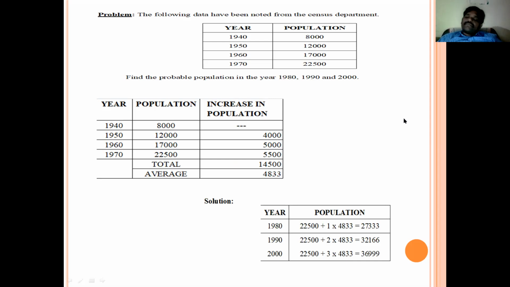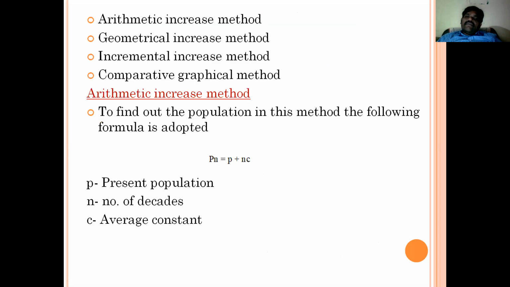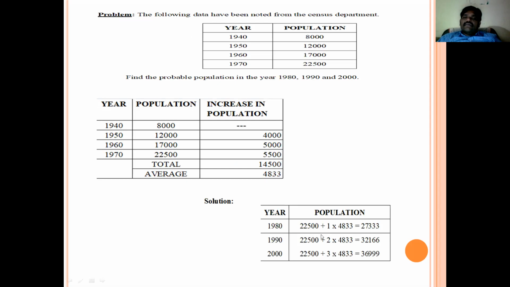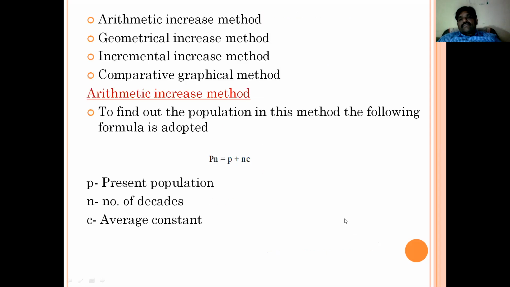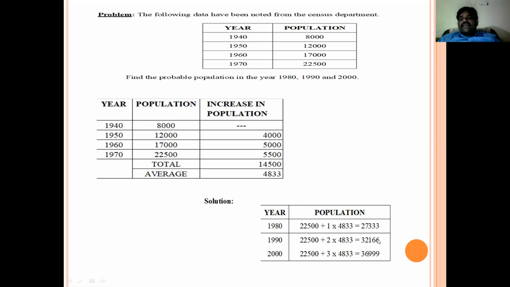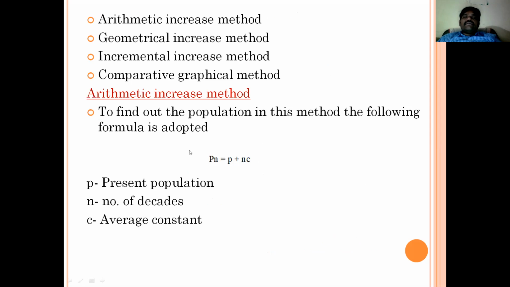This is what the arithmetic increase method is about. Simply, we are adopting this formula P plus N into C. See here, P is the present population, N is the number of decades, and C is the average constant. Understand? P plus NC, for 1 decade, 2 decades, 3 decades. This is the way to calculate the population by adopting the arithmetic increase method.